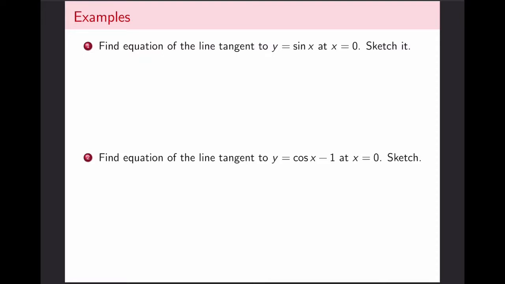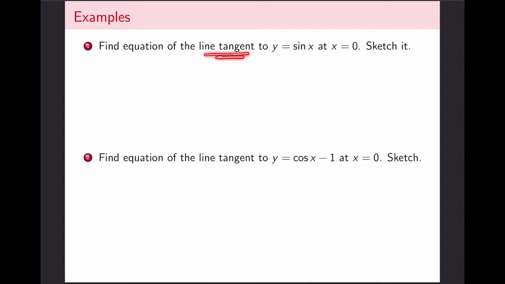So what I have here is: find the equation of the line tangent to sine x and then cosine of x minus 1 at the same point, x equals 0. We're also asked to sketch both of these functions and their tangent lines, just to get visual support for what we are expecting to see here.